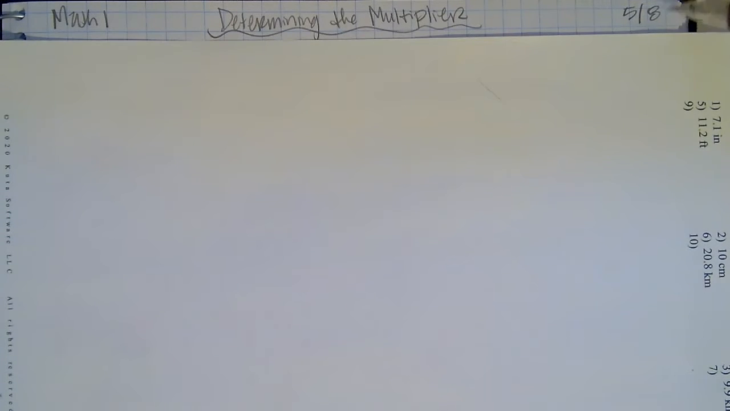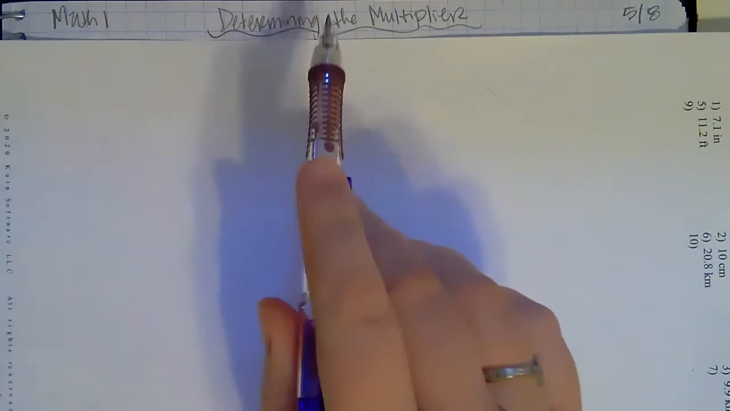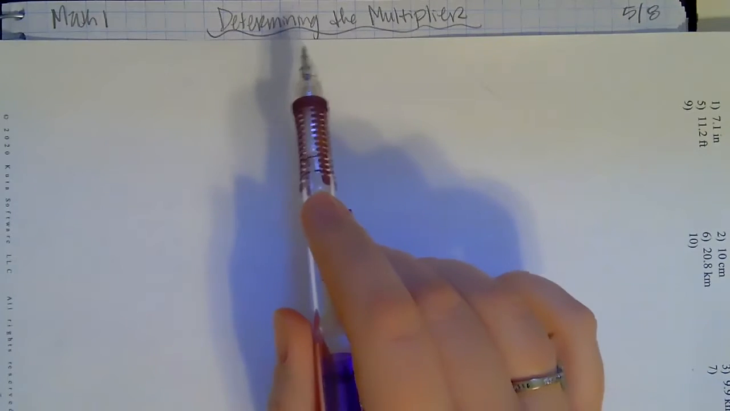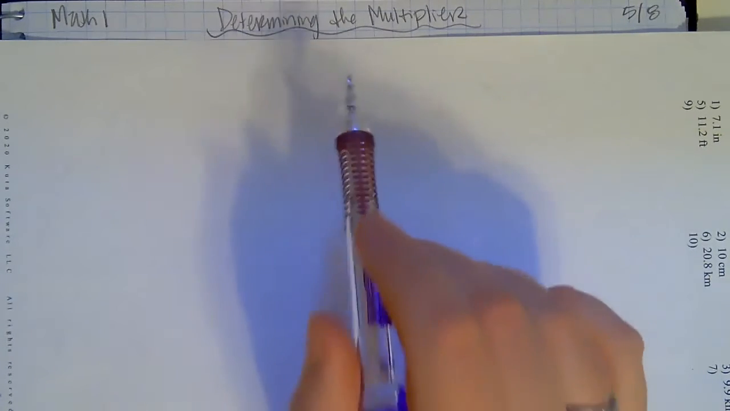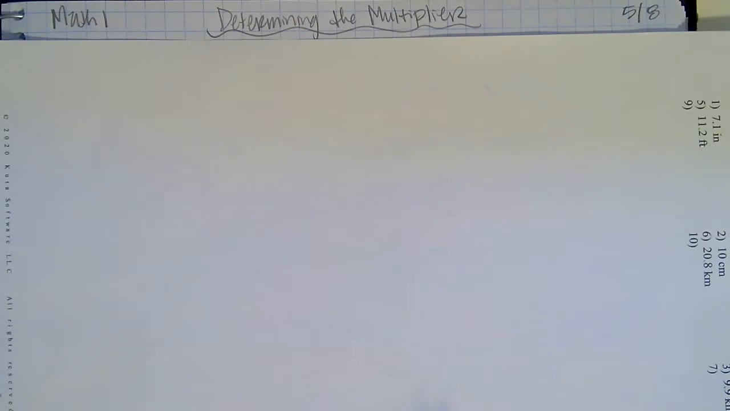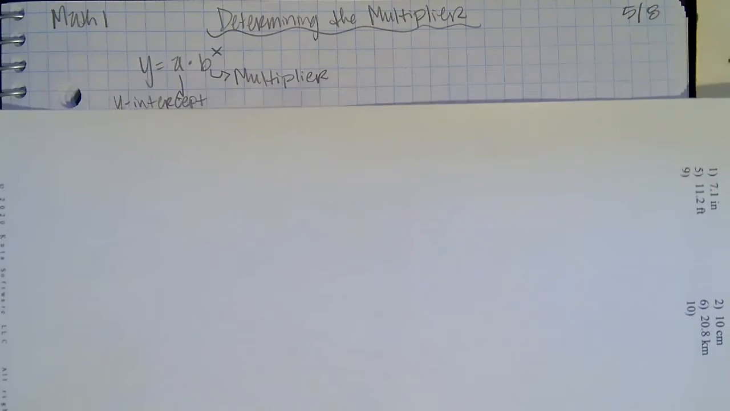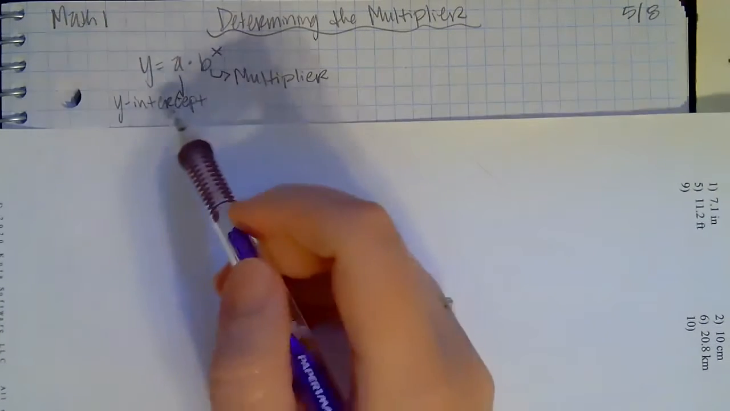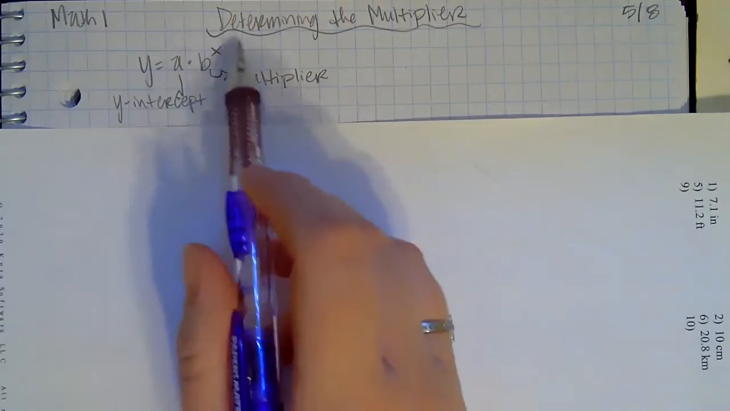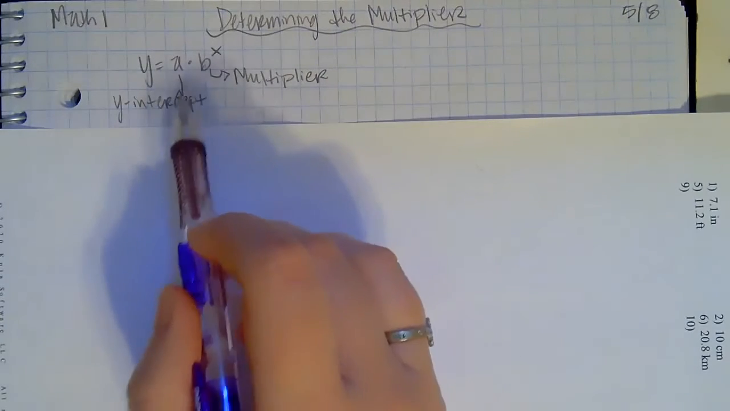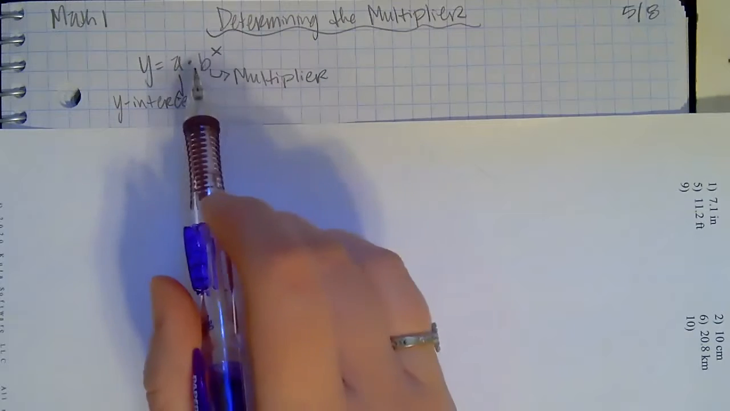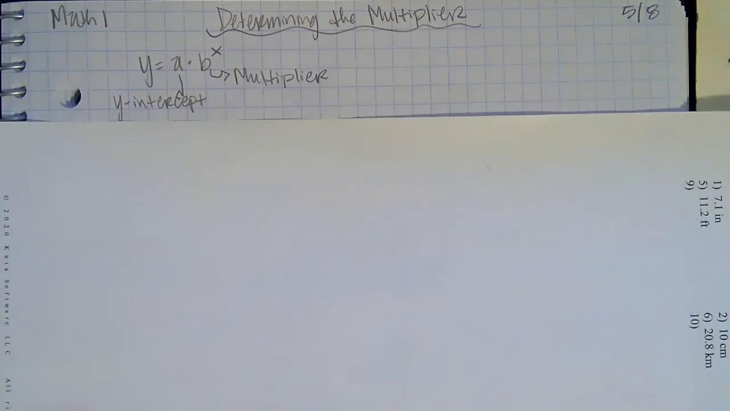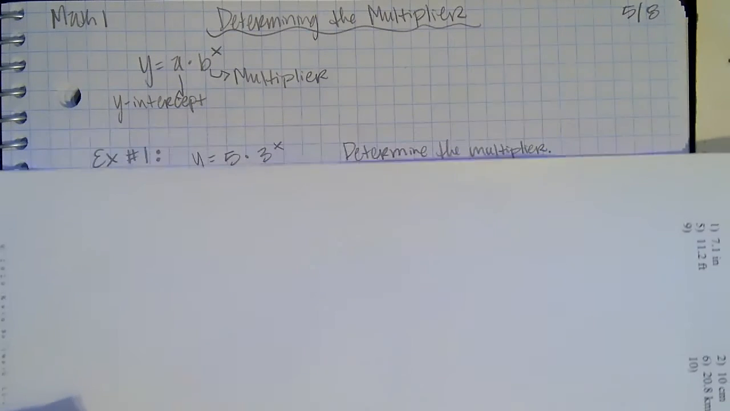Today is May 8th. This is for Math 1, and today we're going to talk about determining the multiplier. Now, we already have looked at this a little bit, but this is going to help us for where we're going, okay? So just a quick reminder, we've been reminding ourselves of this every day. This is our exponential equation. Remember, the A value is your y-intercept, and the B value is your multiplier. So we're looking for that B value, okay? So let's look at a couple of examples.